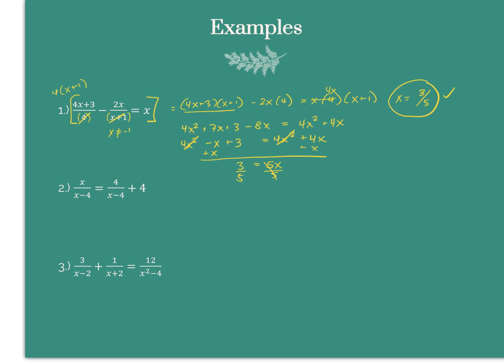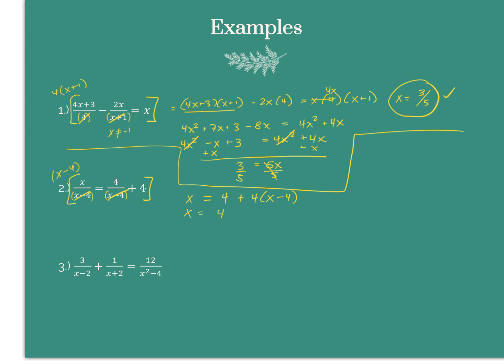Now we go to the second problem. So again here, we notice our denominators. We have an x minus 4 and an x minus 4. So as long as I multiply by x minus 4, my denominator should cancel out. Okay, so I'm going to come over to here, and when I multiply the first fraction by x minus 4, it's going to cancel, so x is going to stay by itself. When I multiply the second one by x minus 4, it cancels out again, and it stays 4. And then the last one has no denominator, so it's just going to be 4 times x minus 4.